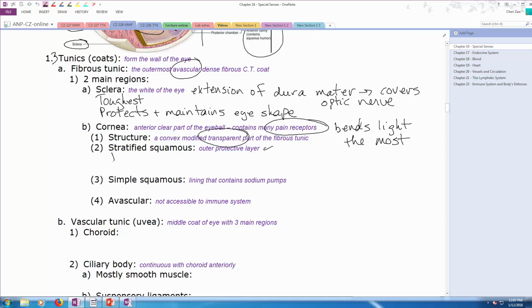This stratified squamous epithelium joins with the conjunctiva at the scleral corneal junction. This is what is traumatized when somebody gets corneal abrasions. Say experience.